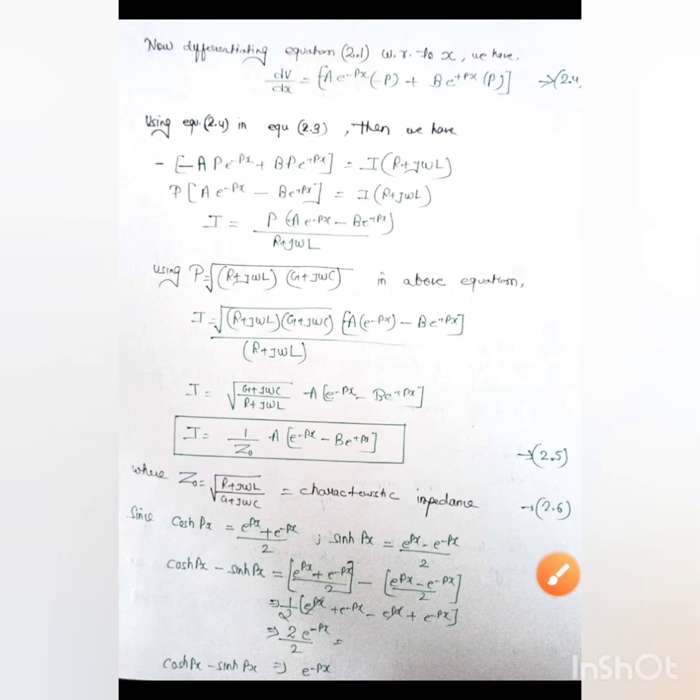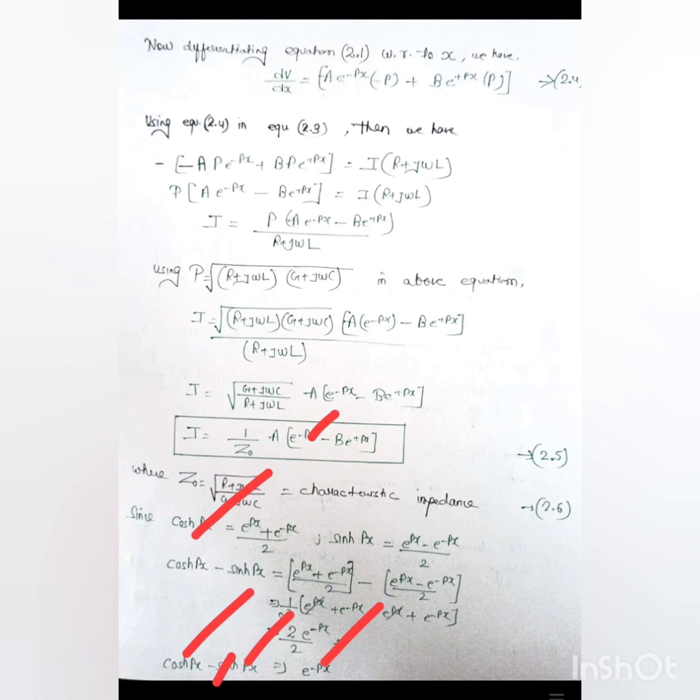So we know this formula: cosh(px) is nothing but (e^(px) + e^(-px))/2. Likewise, for sinh(px) we have the formula (e^(px) - e^(-px))/2. Now if we subtract this from this, we get this equation. That means subtracting cosh(px) minus sinh(px), we get e^(-px). So we replace e^(-px) with this value.